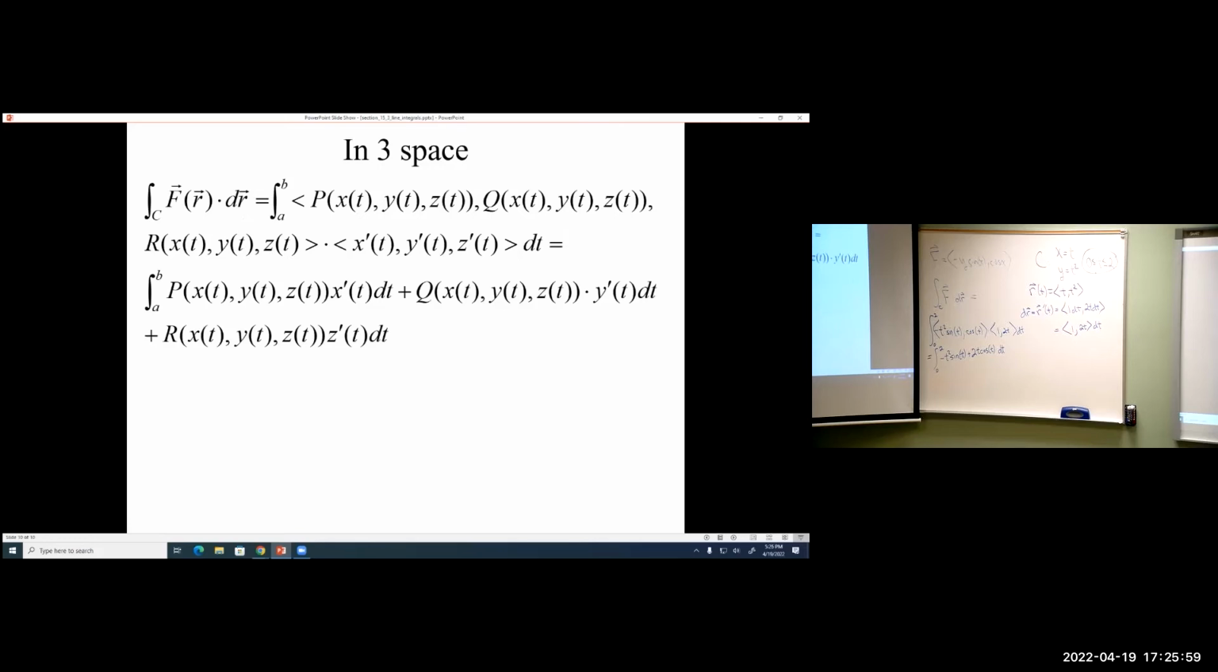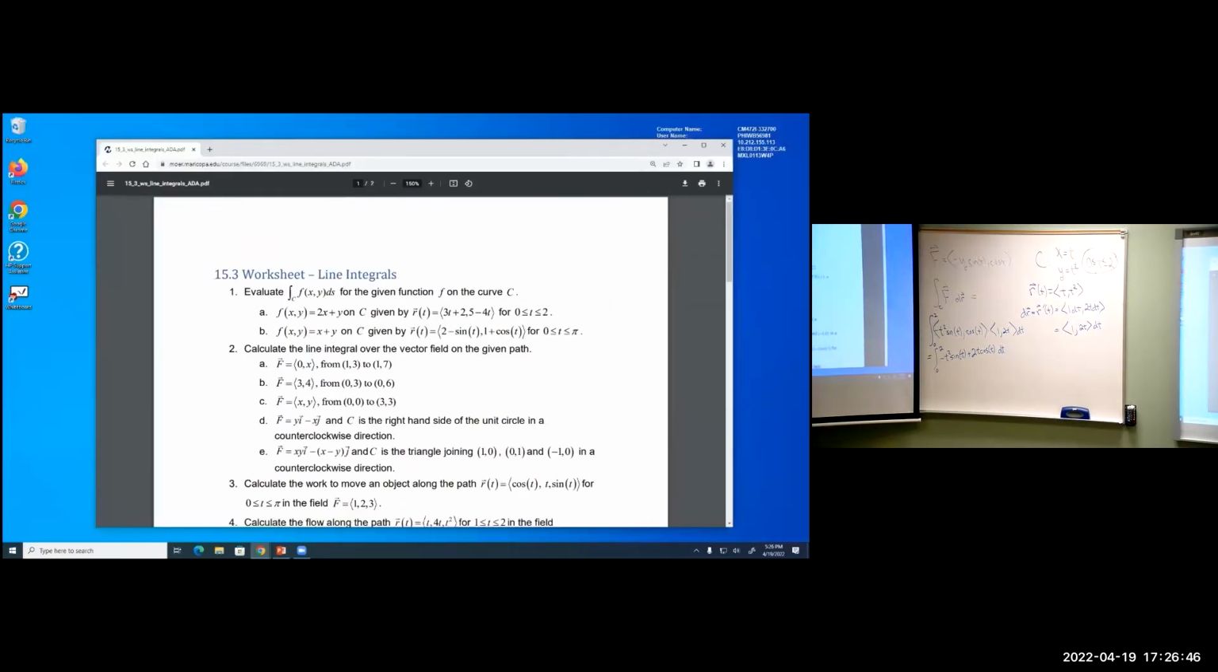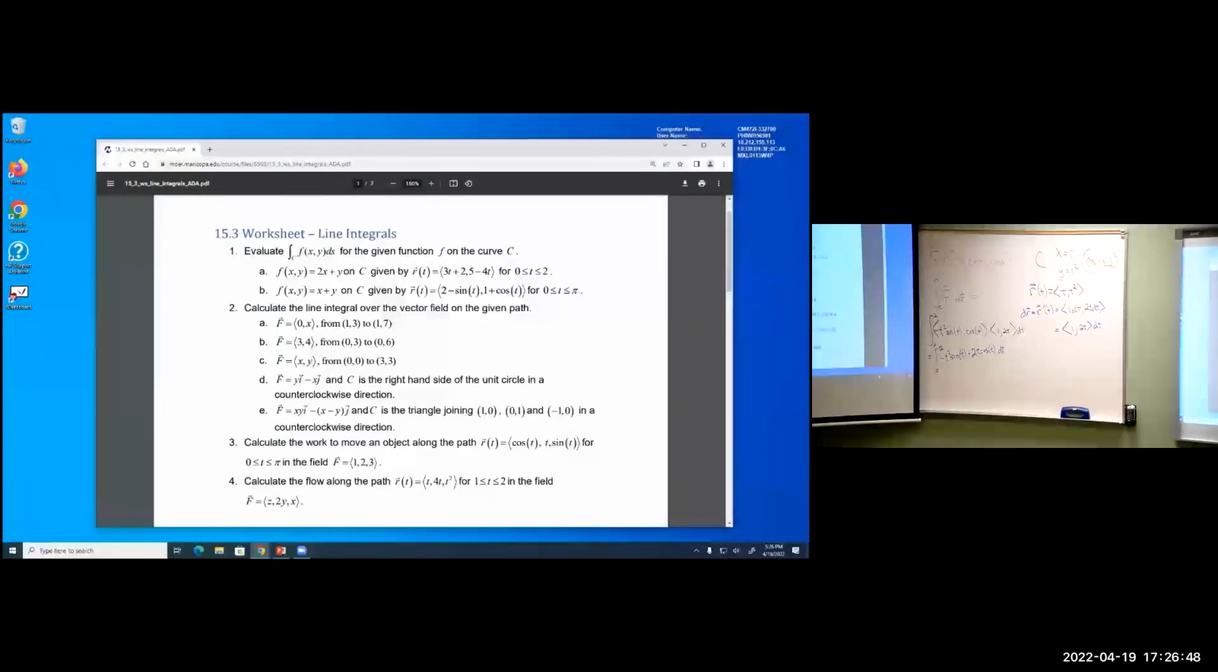Questions about that example? Notice in 3 and 4, you're given the parameterization. You're given r of t. So to find dr is just the derivative of that. And all you do is plug t in for x, 4t in for y, t squared in for z into your vector field. So you got to try one of those.